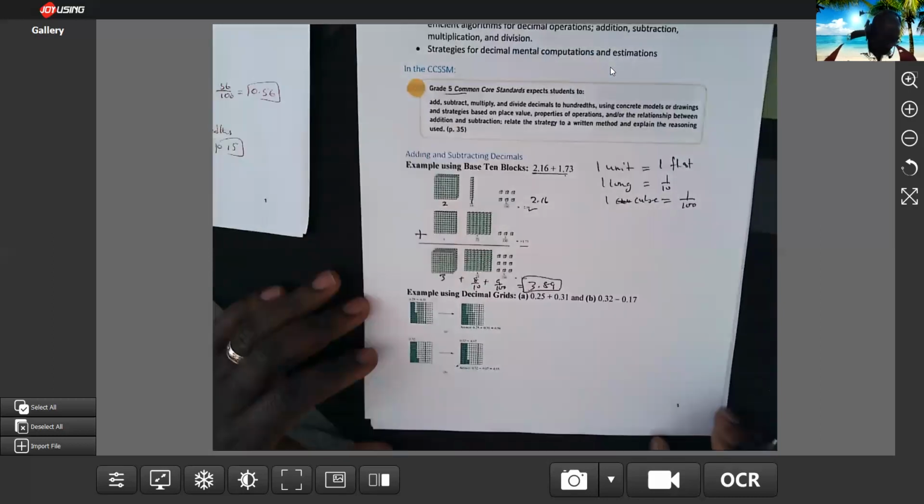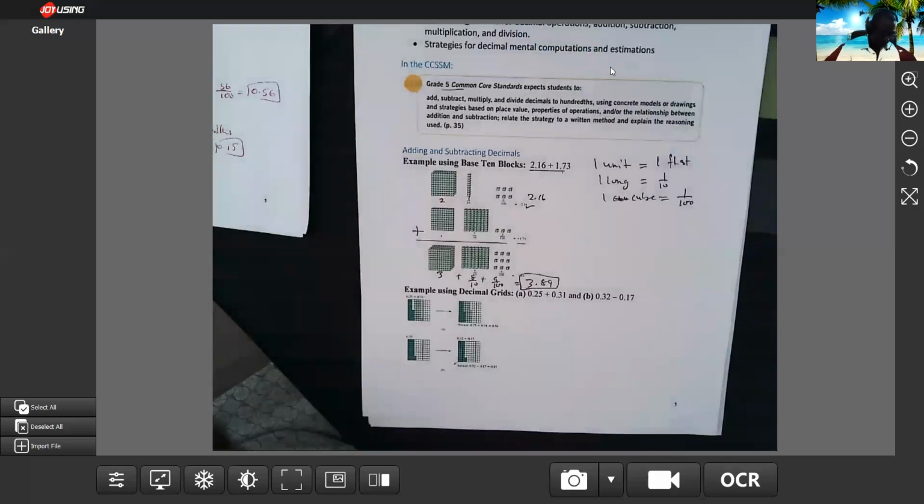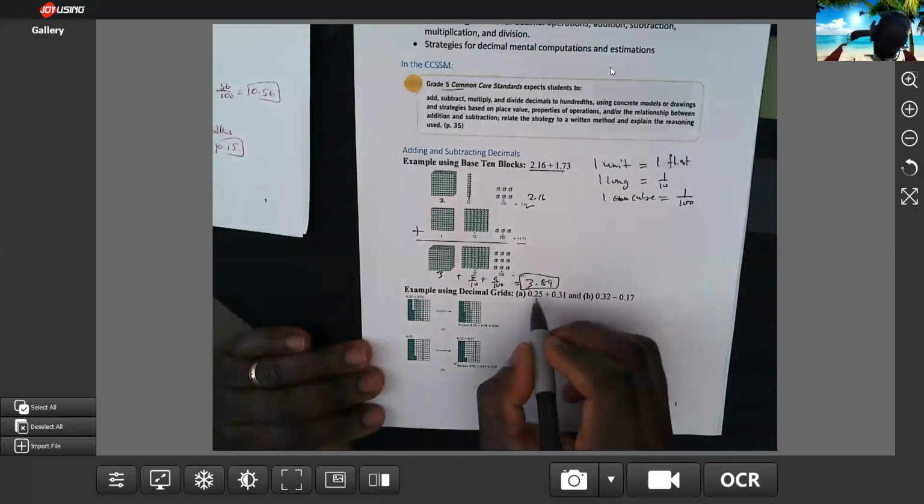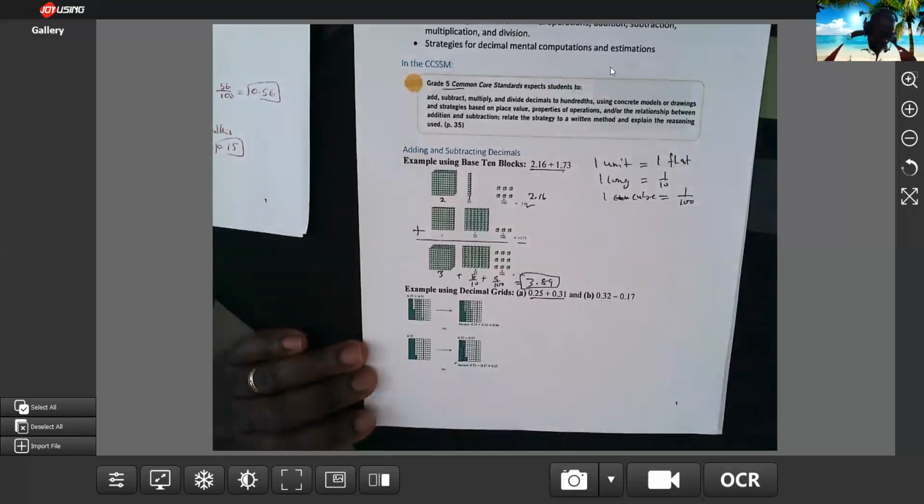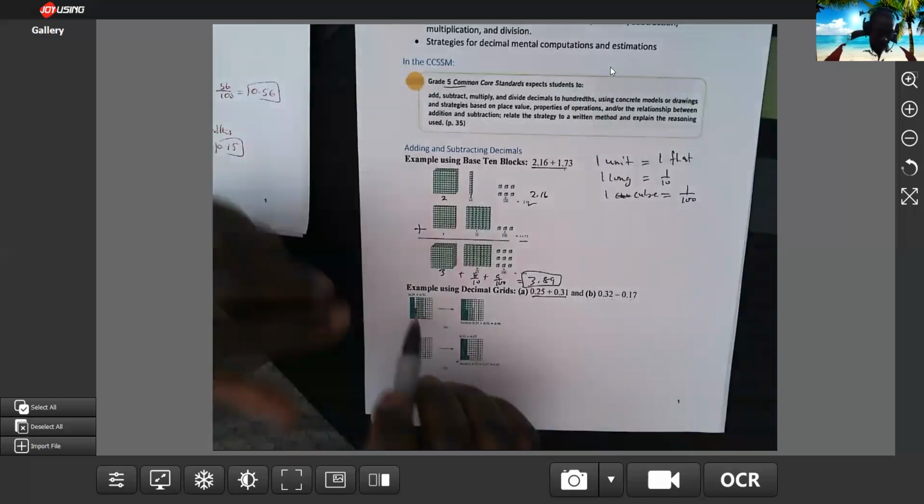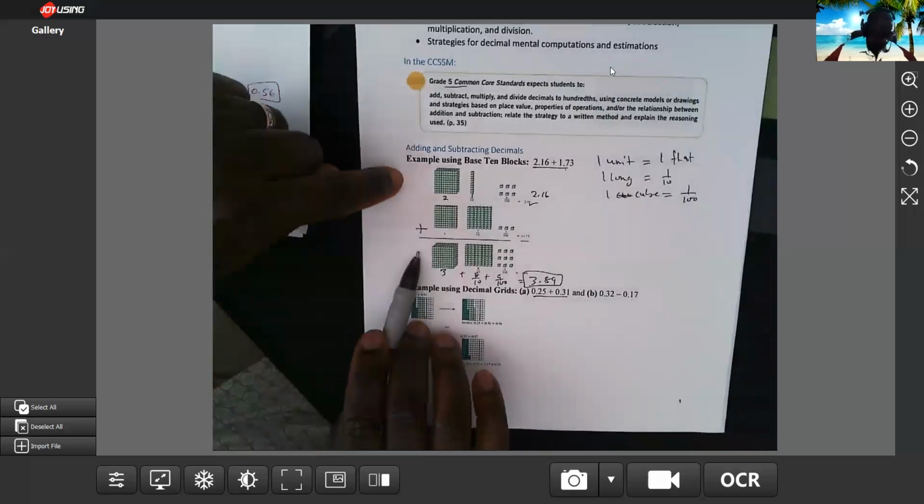Now, another way we can also add decimals is using the decimal grids. Again, for part A, we have 0.25 plus 0.31, and then for part B, 0.32 minus 0.17. Now, let's go back to the previous example for a moment.